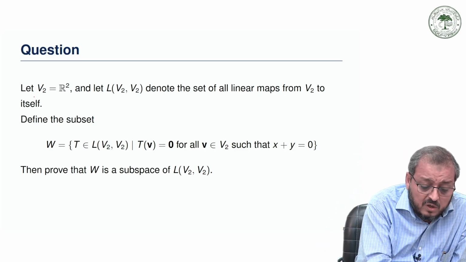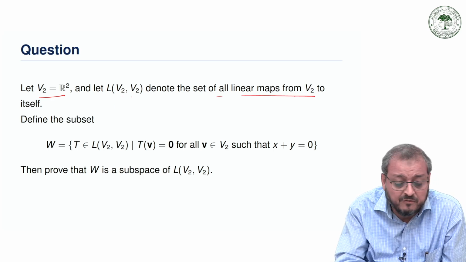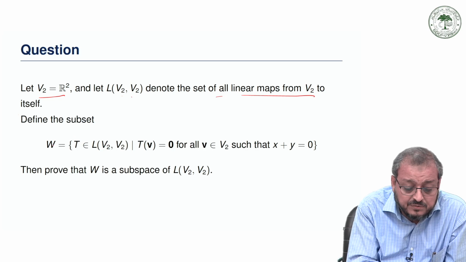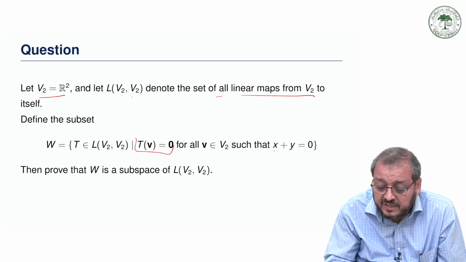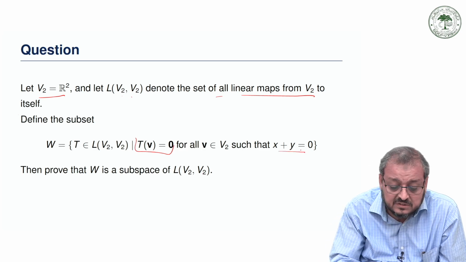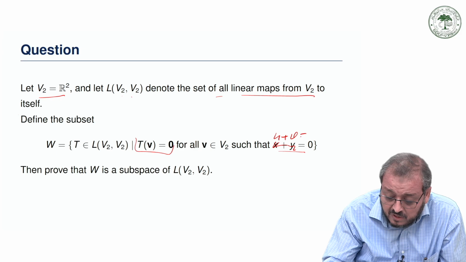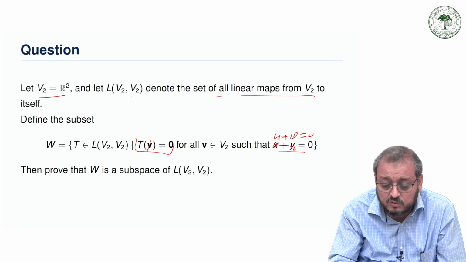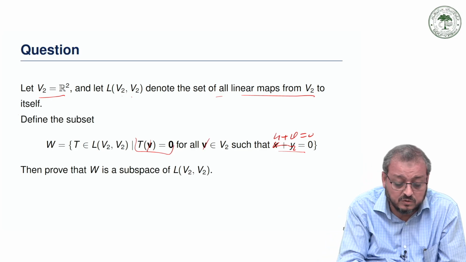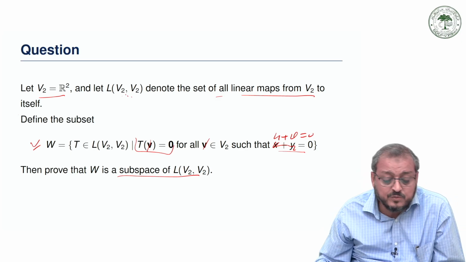Let V is equal to R2 and we take L of V2, the set of all linear maps from V2 to itself, and then define a subset. We take the subset W of all T such that T of V is equal to 0 for all V with x plus y is equal to 0. In place of this, we have f(x) is equal to 0 for all x belonging to this, x plus y is equal to 0. Now we have to prove that this W is a subspace of this L(V) space.